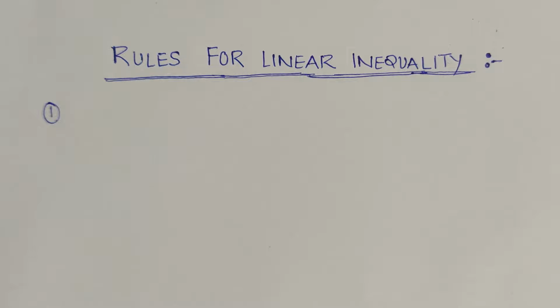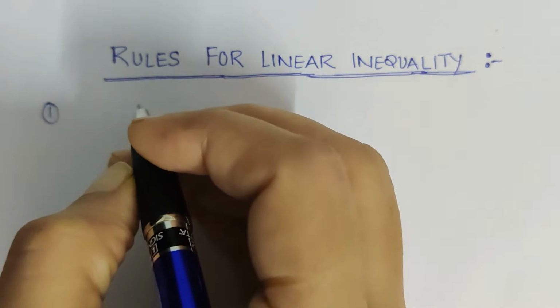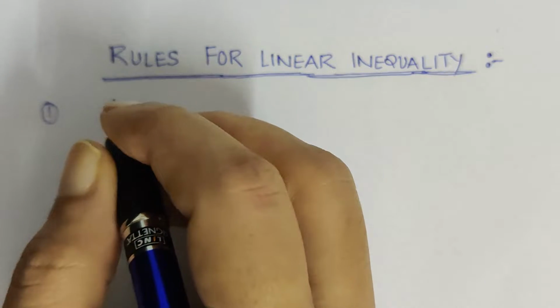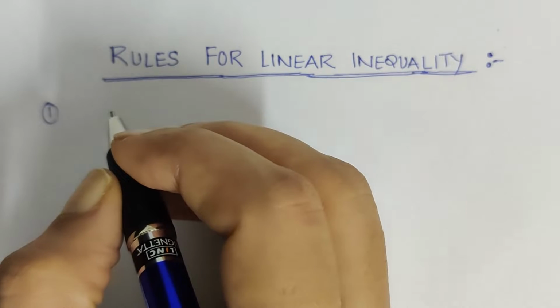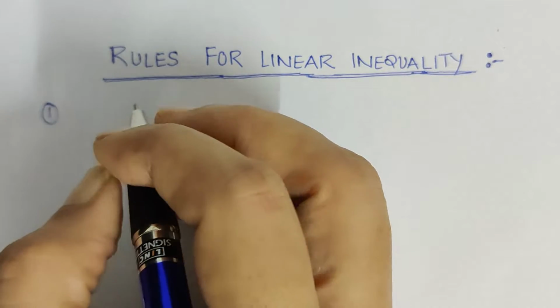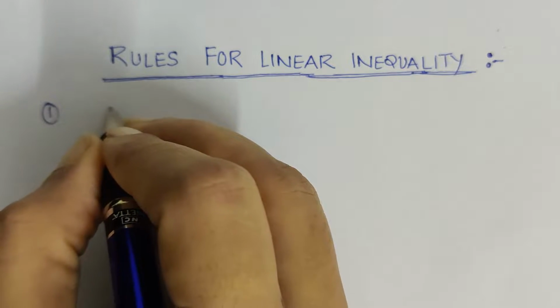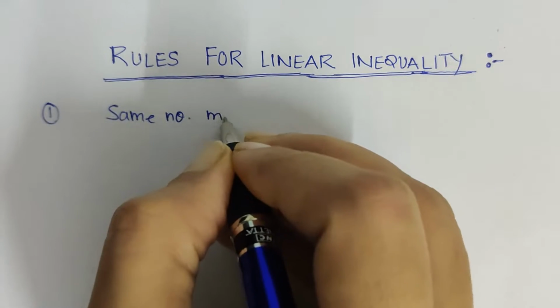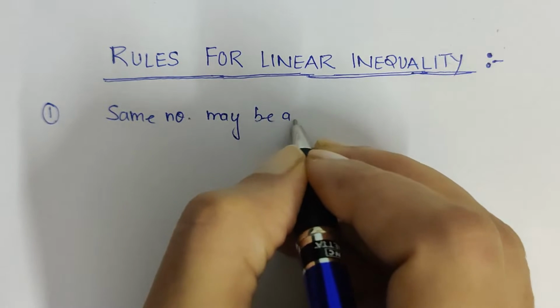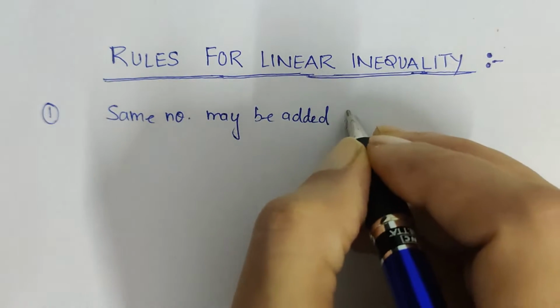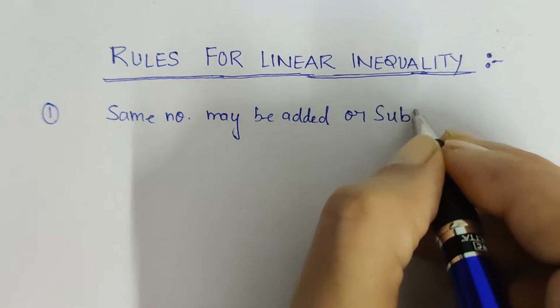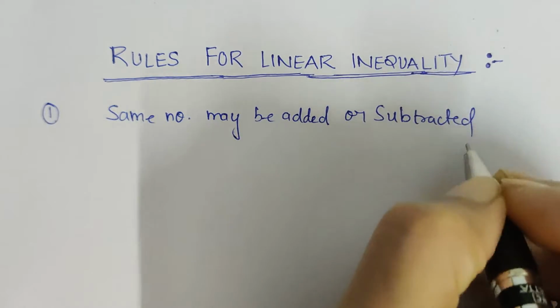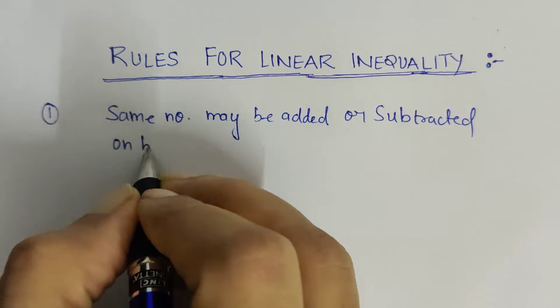Before solving the problems on linear inequality, it is mandatory to know the rules for linear inequality. The first rule says that an equal number may be added or subtracted from both sides of the inequality. The same number may be added or subtracted on both the sides.